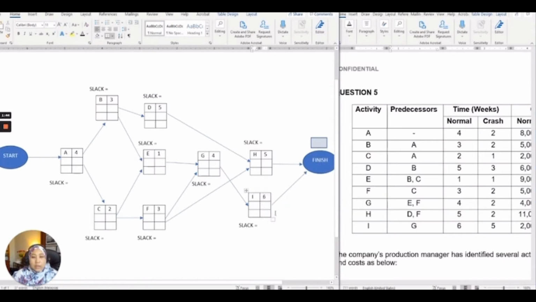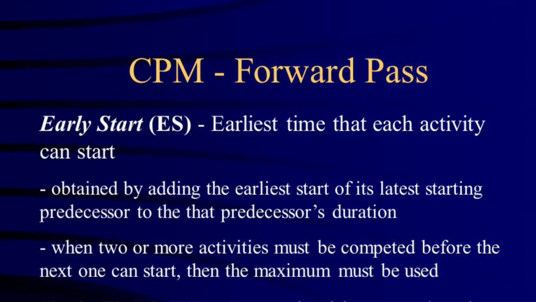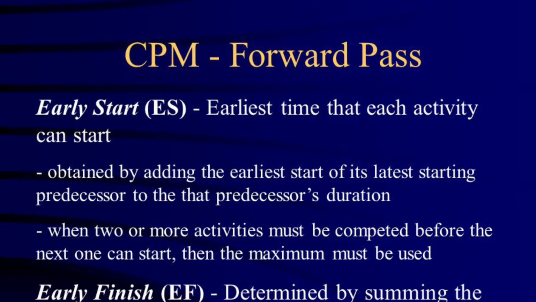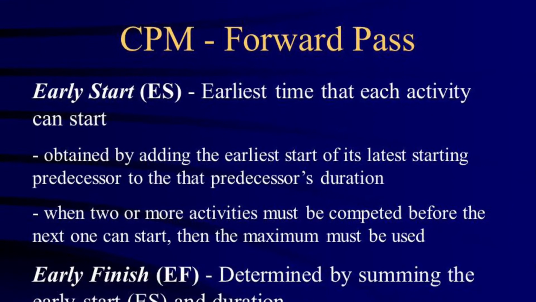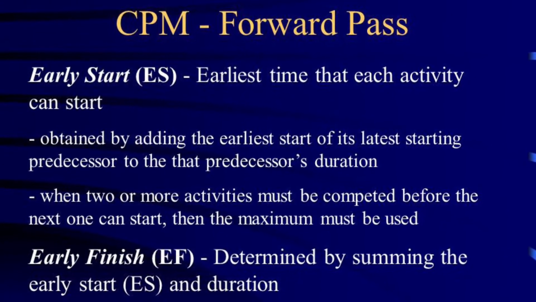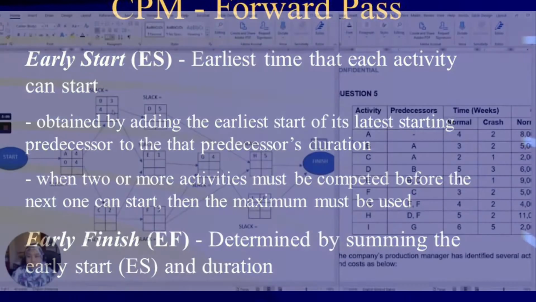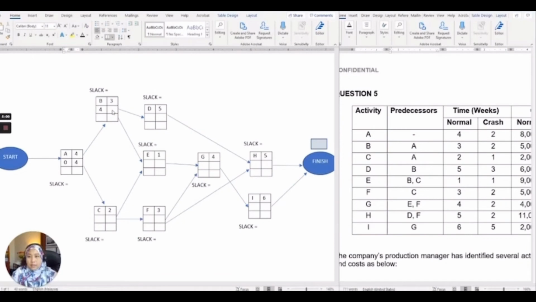After these activities, there are no other activities, so we assume the arrow goes to the finish node. Now we're going to estimate the earliest start time and the earliest finish time. We're going to calculate the forward pass, which is the earliest start and earliest finish.